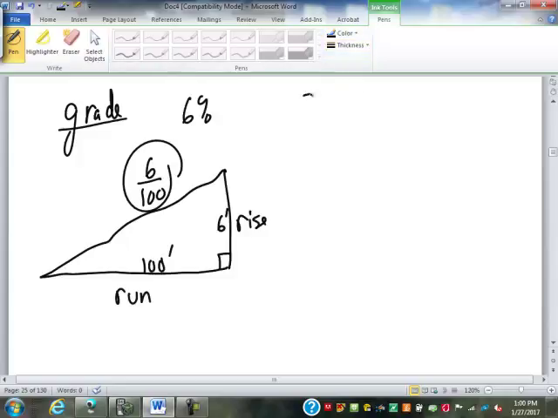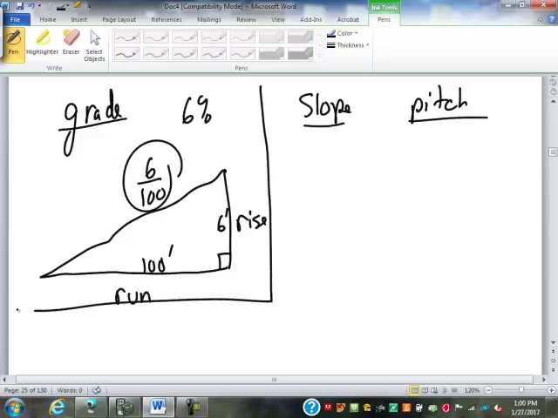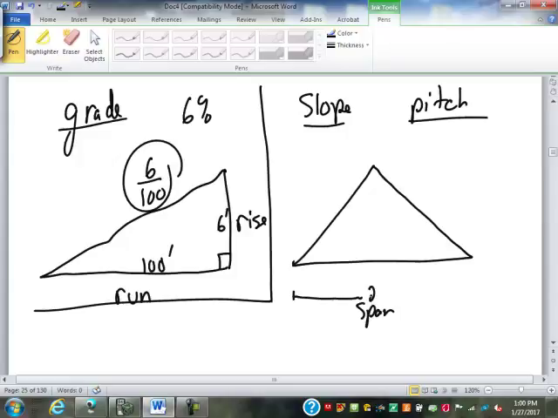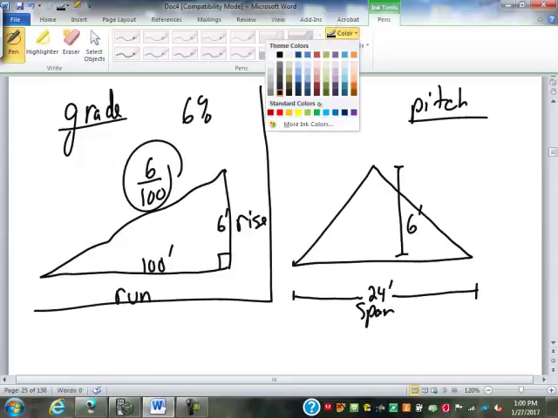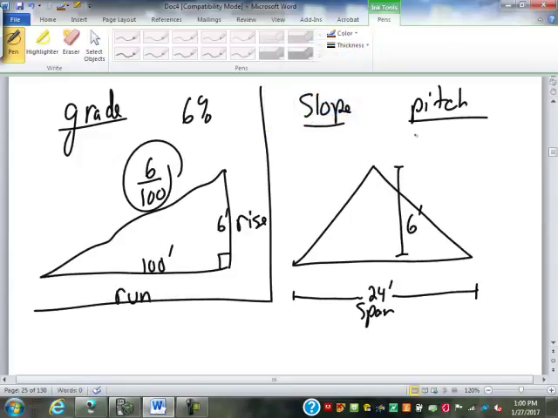For you guys, there's two of them that are very important. Discussed those terms at all yet? Slope, pitch. Do you know what the difference is? So let's say we got a roof here that's got a 24-foot span and a height of 6 feet. Pitch is height over span.